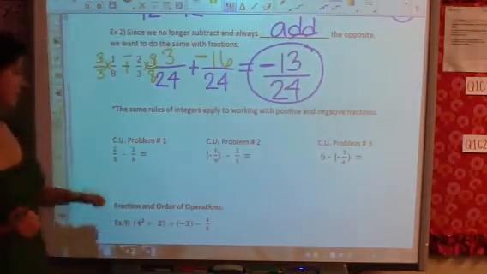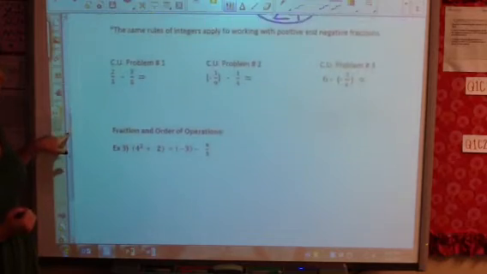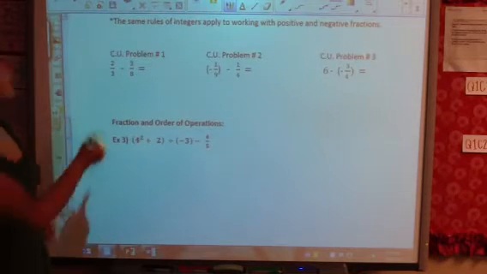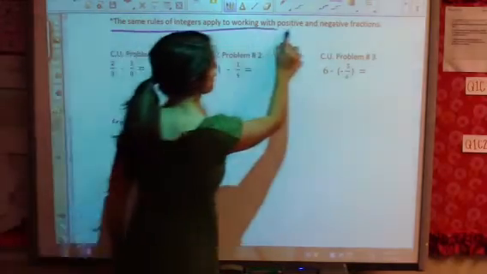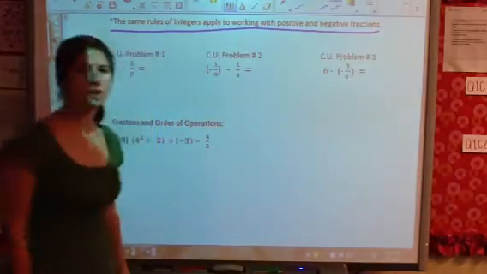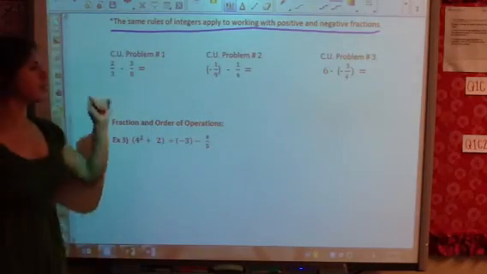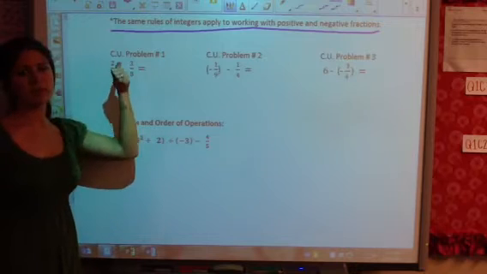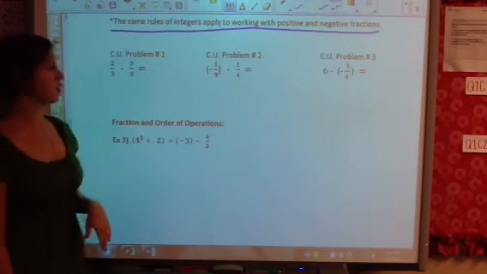Beautiful. Perfect. Okay. Checking for understanding problems. And this just says the same rules of integers apply when working with positive and negative fractions. Alright, so go ahead and pause the video, try the first one, play it, and we'll go through it together.